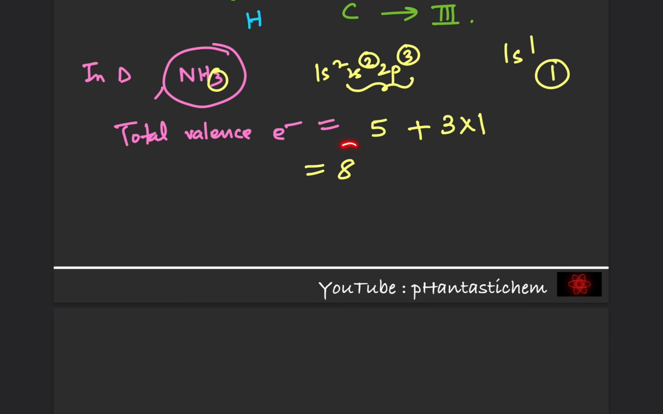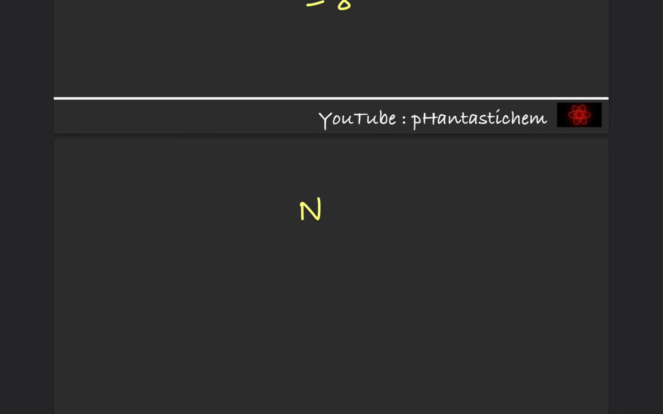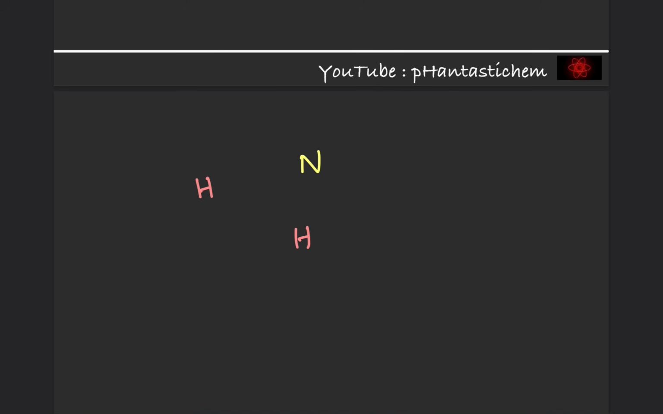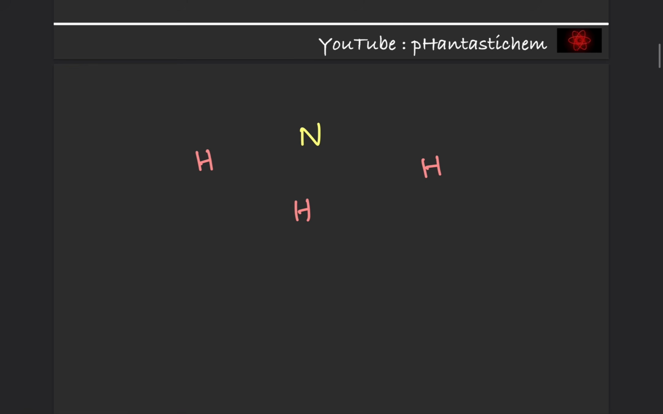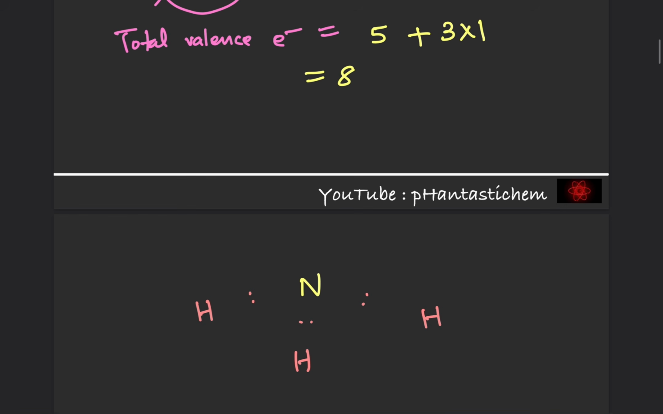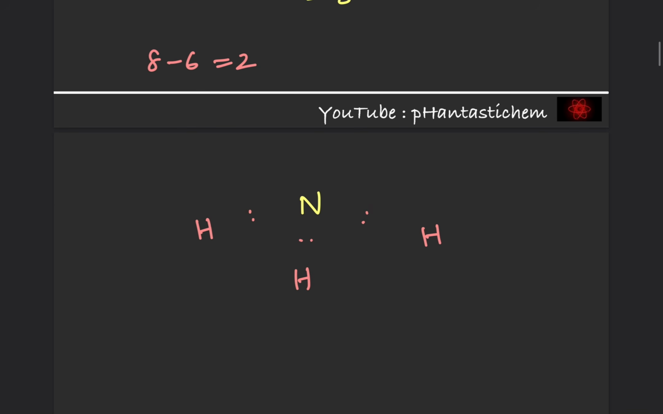So therefore we have to distribute 8 electrons between 4 atoms which are present in NH3. Make sure that there is at least a single bond or two electrons between any two atoms. Okay, so making N the central atom, and obviously it will be surrounded by three hydrogens, giving minimum two electrons between any two atoms. So I will have 2, 3, 4, 5, 6. Okay, so you can see six electrons are present as bond pairs, and the total valence electrons are 8. So 8 minus 6 is 2. So those two electrons are present as a lone pair on nitrogen.